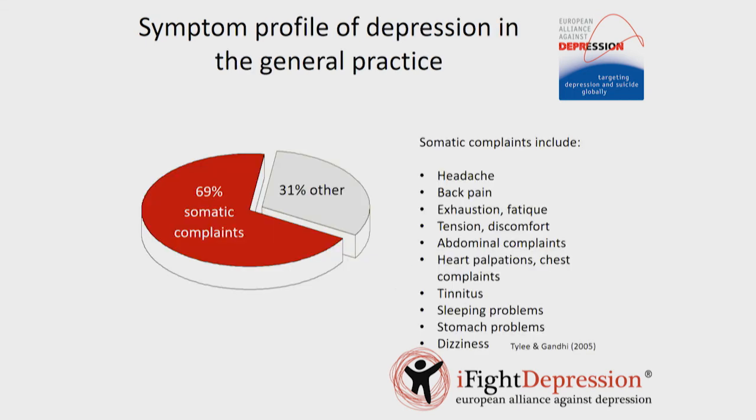In primary care, patients with depression often present with a range of somatic symptoms. These complaints include headaches, back pain, exhaustion, tension, abdominal complaints, palpitations, tinnitus, sleeping problems, stomach problems, dizziness, and other physical complaints. Patients often present with somatic symptoms because depression is often associated with somatic complaints. Already existing somatic complaints, such as lower back pain, tinnitus, or others, become unbearable in the context of depression. Tinnitus, for example, which is well tolerated by most patients, may become not louder but unbearable in the context of depression.